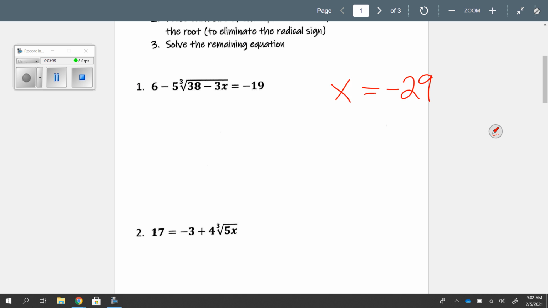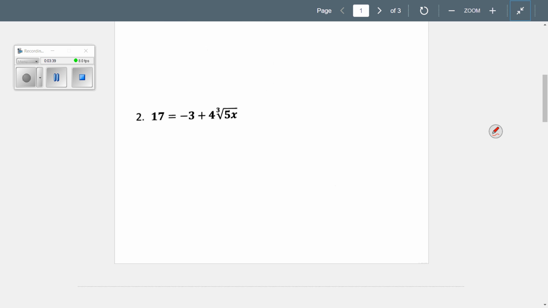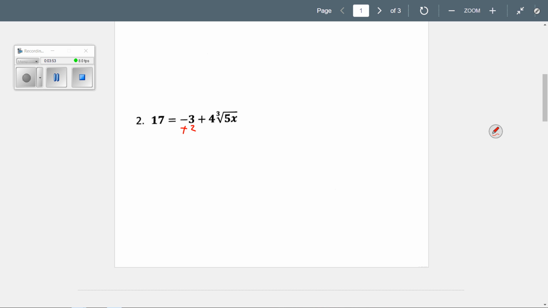So that takes care of that. Let's move on to number 2, and then we're done. It shouldn't be too bad. All right. So this time we have 17 equals negative 3 plus 4 times the cube root of 5x. So first we know we need to get the radical by itself. So first we're going to add this 3 to both sides, and we get 20 equals 4, because this goes away, 4 times the cube root of 5x.